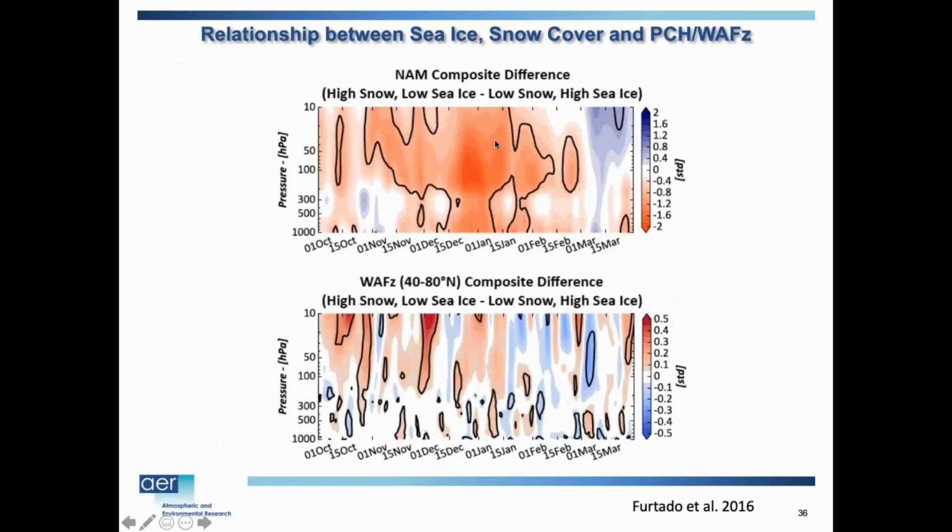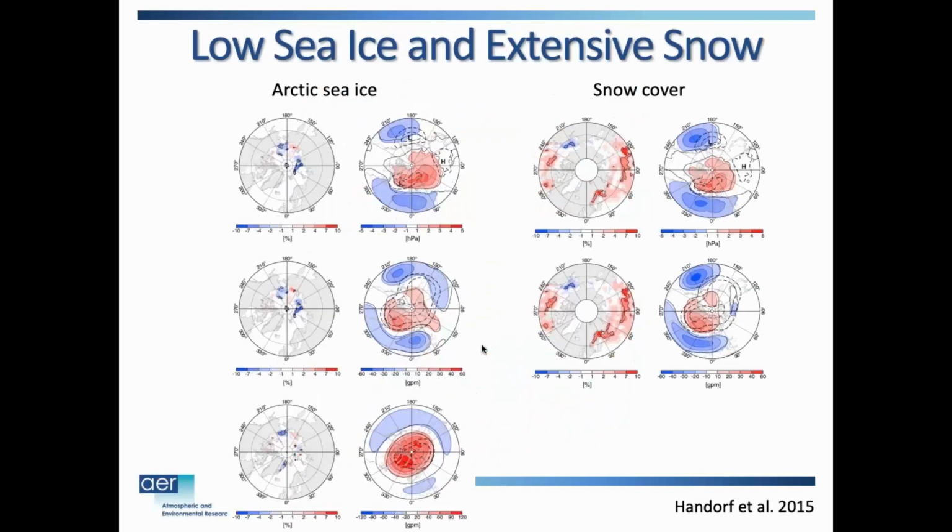Here's kind of the combined, and you can see in general you get this high pressure over the Arctic, or the tendency for this negative AO, and you can see this also with the WAF. You tend to get increased polar heat flux with the high snow cover and low sea ice. Again, maybe at this point I'm beating a dead horse, but again, you get this very similar pattern.